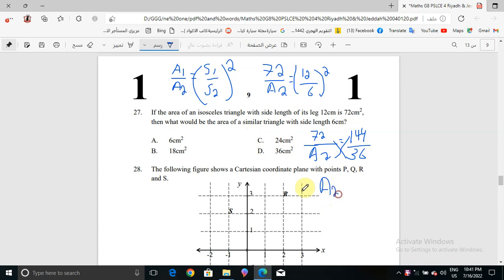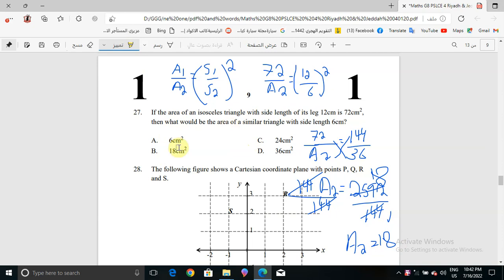144 times A2 is equal to 72 times 36, which is 2592. Then divide both sides by 144, here by 1 and here by 18. So that means A2 will be 18. That means choice B is the correct answer, because 18 centimeters squared is the correct answer.